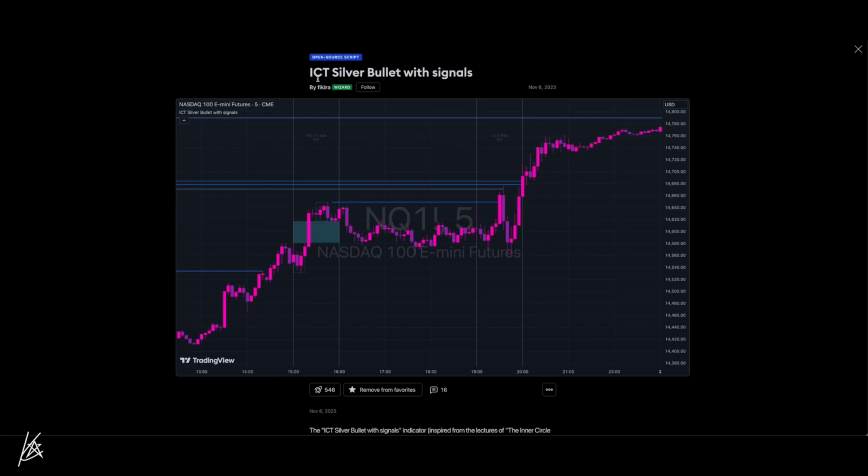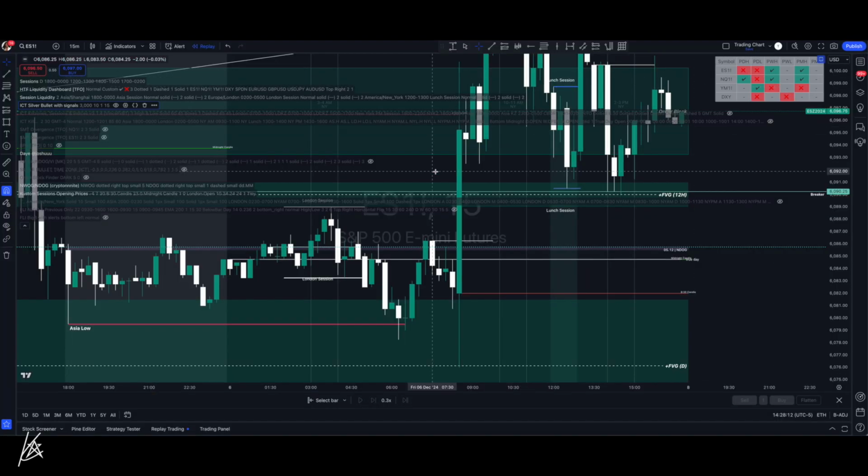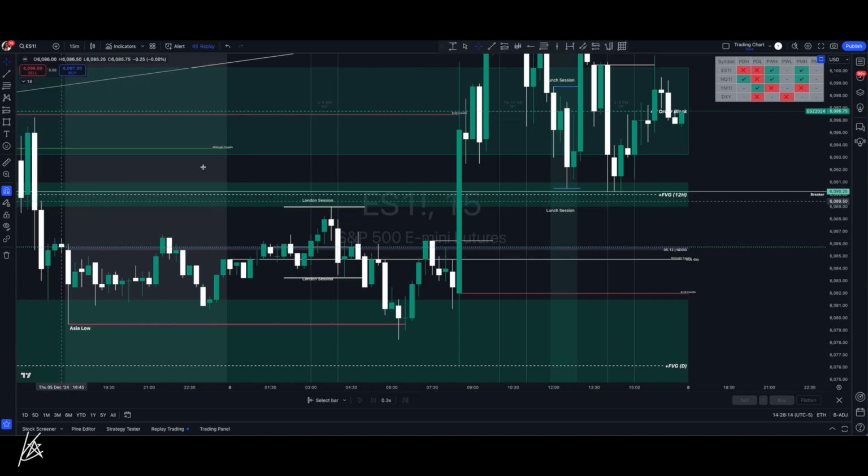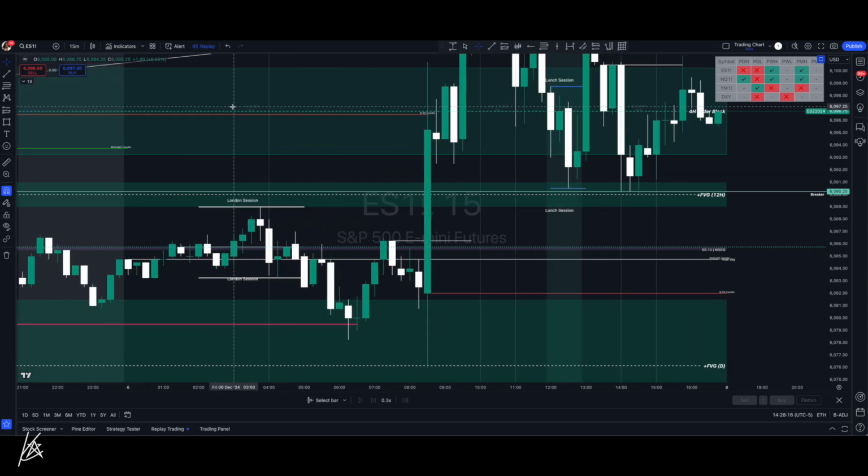It's ICT Silver Bullet with signals by FIKIRA. Okay. And this person has created this indicator, which is nice because as you can see, we've got these times on here from 3 to 4 a.m. for the London Silver Bullet. And then we have the 10 to 11 a.m. Silver Bullet here. And then we have the 2 to 3 p.m. Silver Bullet on the right over here.